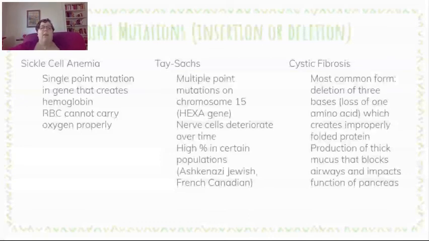Tay-Sachs disease is involved with multiple point mutations in the HEXA gene that causes nerve cell deterioration over time. And I'm sure that most, if not all of you, have heard of cystic fibrosis. A single amino acid gets deleted, which creates an improperly folded protein that results in the production of thicker than normal mucus that does things like blocking the airways and impacting the function of the pancreas.